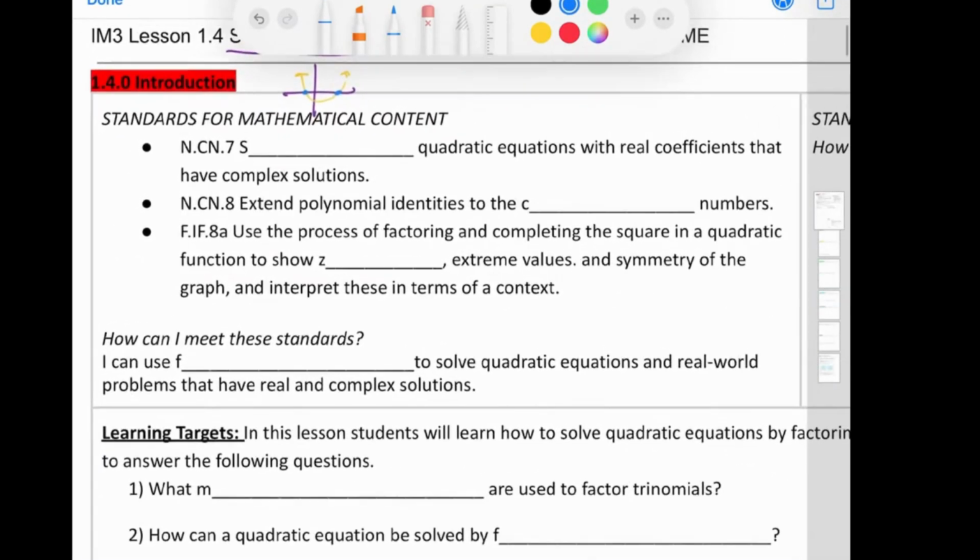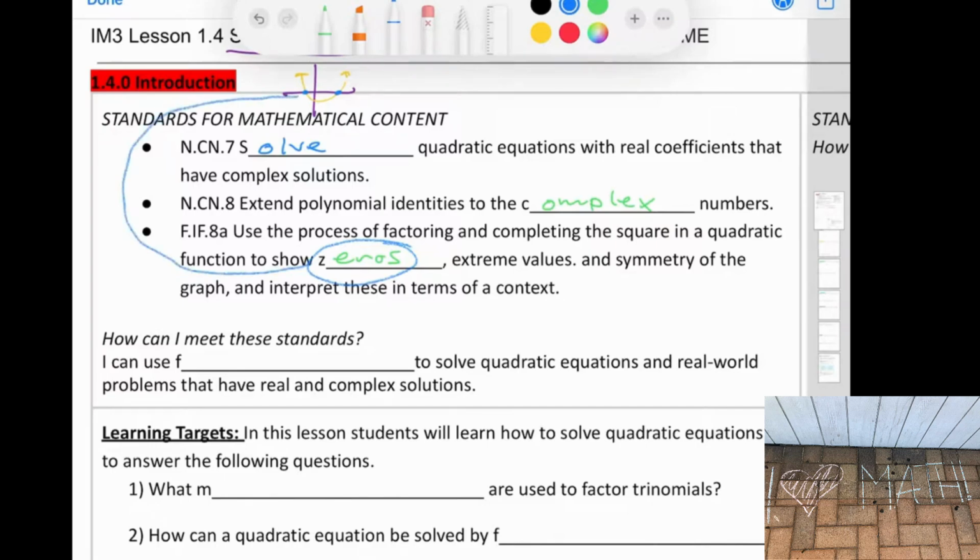Standards for mathematical content: we're going to solve quadratic equations with real coefficients that have complex solutions. Extend polynomial identities to complex numbers. Right? Don't forget those pirates. Aye. And use the process of factoring and completing the square in a quadratic function to show zeros. Remember, zeros is another way of saying those blue dots. And extreme values, and symmetry of the graph, and interpret these numbers in context.